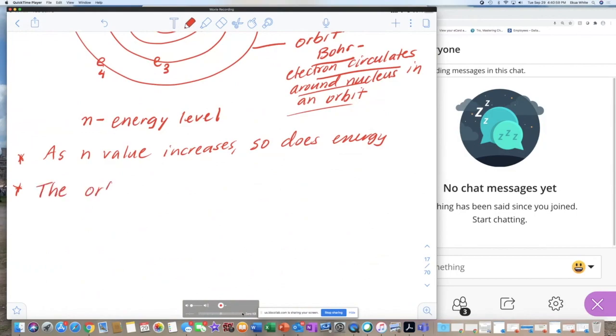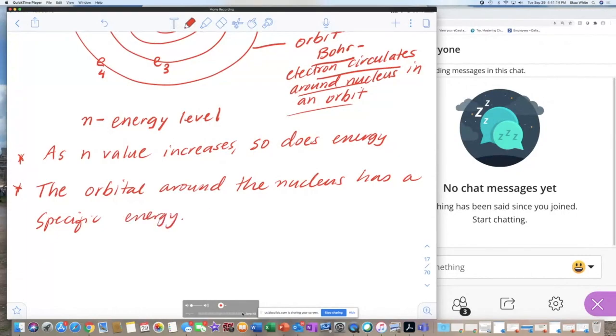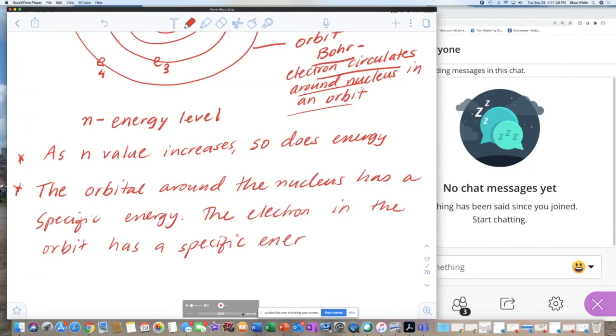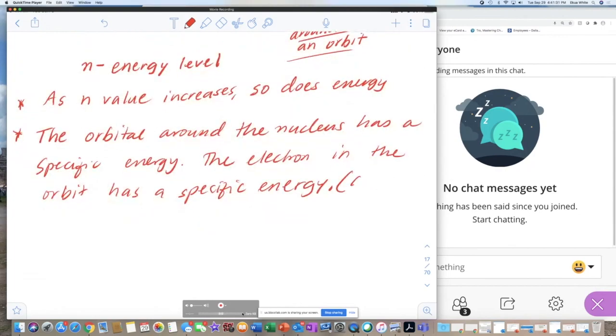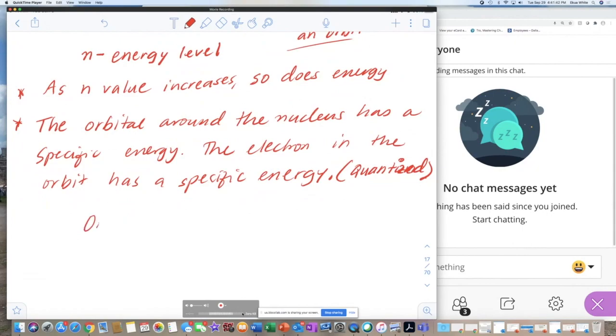The orbit around the nucleus has a specific energy. The electron in the orbit has a specific energy. I just paraphrased. Quantize. This means quantize, right? When you have a specific value. I can't spell quantize. Okay. So, bottom line, orbit energy equal electron energy.